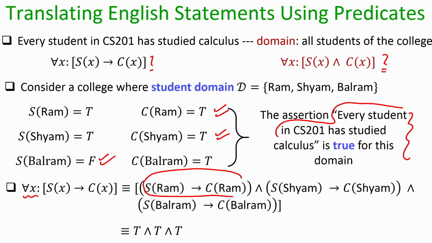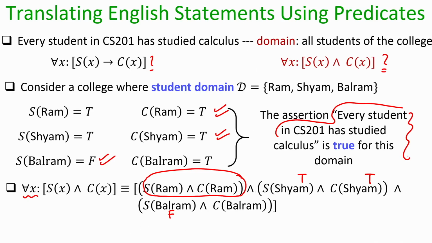Indeed, S of Ram is true and C of Ram is true. So, true implies true is true. Now, S of Shyam is true, C of Shyam is true. So, true implies true is also true, and S of Balram is false. So, I do not care whether C of Balram is true or false, false implies anything is true, and the conjunction of true, true, true is of course true. So, you can see that the expression for all x, S of x implies C of x indeed turns out to be true with respect to this domain, where the assertion that every student in CS201 has studied calculus is true.